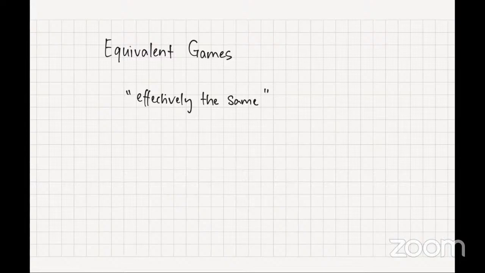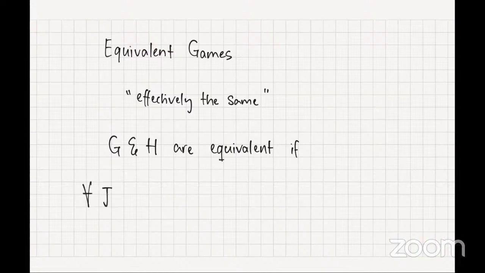Okay, so what I want to say is that G and H are equivalent if their outcome classes combined with any other third game are always the same. So for any third game J that you bring into the picture, the outcome class of G plus J is the same as the outcome class of H plus J.